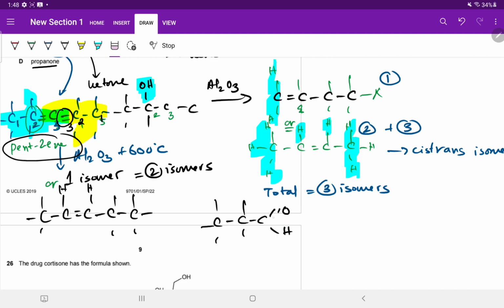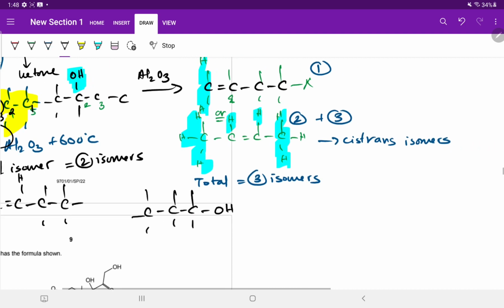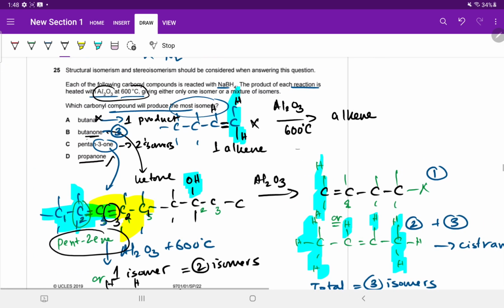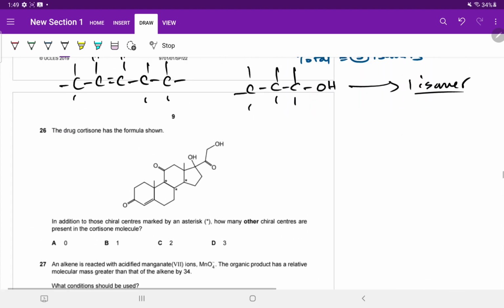If we convert this, it will just form a primary alcohol once again. Once we convert it into alkene, this will just form one isomer, just like our first option. So it will just form one product. So this is wrong. So our answer is B, because that shows the most amount of isomers.